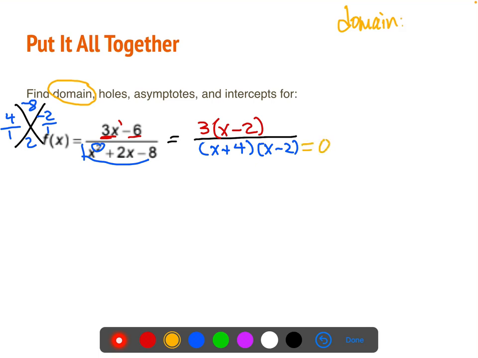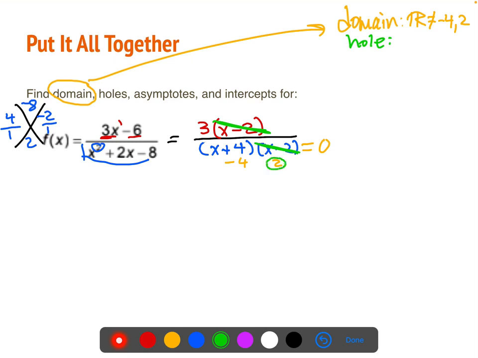So my answer for domain is, I'm going to set the bottom equal to 0. So I get basically -4 and +2. So all real numbers except -4 and +2 is my domain. Now, for holes, remember holes are things that we canceled. So if I take x minus 2 and cancel those, x minus 2, when I set it equal to 0, I get 2. So there's a hole at x equals 2.